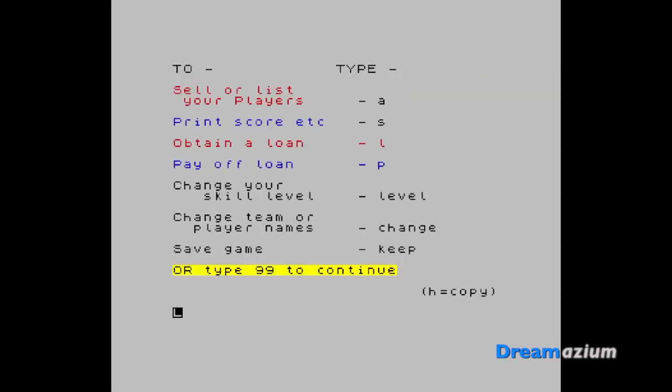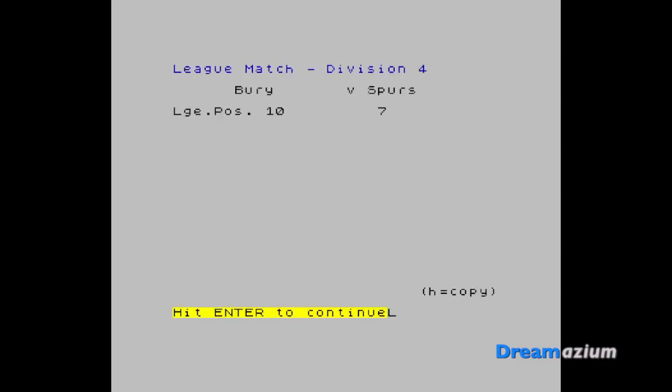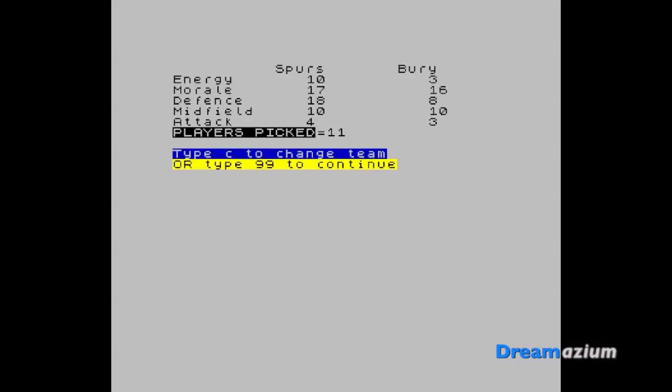Let's do continue. Right, and do continue again. Right, this is a league match, and we're going to be playing Berry, who are a little bit below us. So let's see what happens now. Again, it goes back to giving us the rundown, and their energy is very low. Their morale is level with us. Their defense is dreadful. Their midfield is not too bad. And their attack, they're pretty even, but we should beat them really.